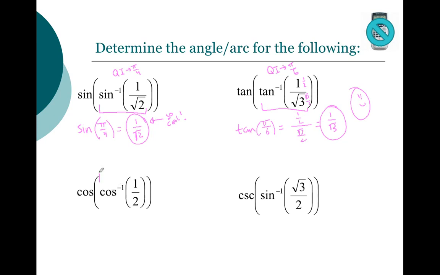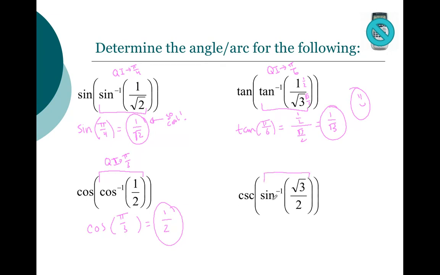What about here? Cosine inverse of 1/2. We're inclined to say the answer is 1/2, right? So let's see. Cosine is defined in quadrants 1 and 2. Cosine inverse of 1/2 is going to be pi over 3. And then the cosine of pi over 3 is 1/2. Neat. We're still happy. We're only working in quadrant 1.